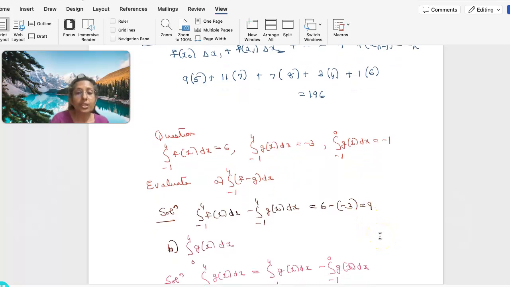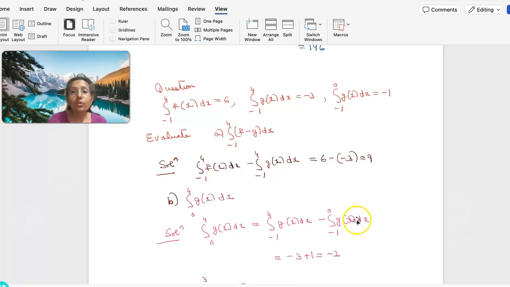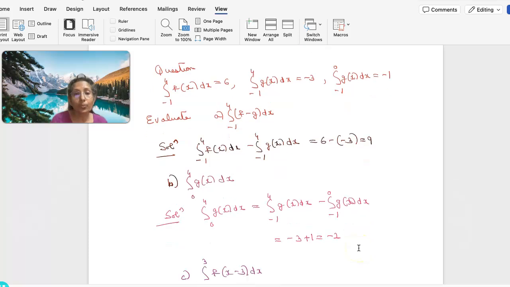The next question is evaluate integral 0 to 4 g(x) dx. Now we don't have integral 0 to 4 g(x) dx. So we will write it as integral minus 1 to 4 g(x) dx minus integral minus 1 to 0 g(x) dx. What is it? Minus 3 minus minus 1, which is minus 3 plus 1, which is minus 2.